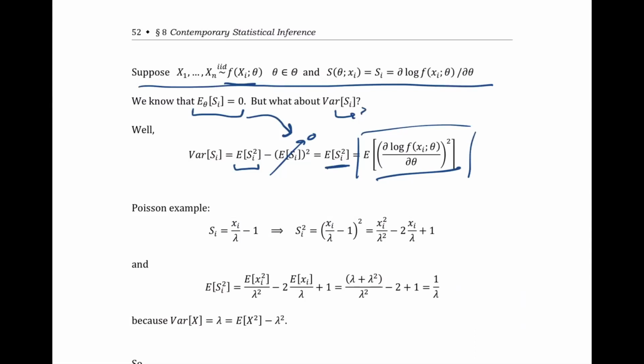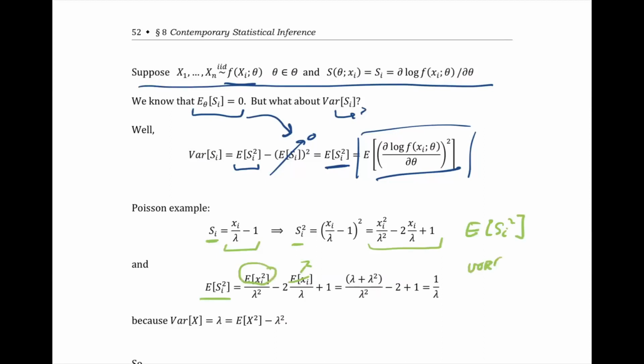Let's do a quick example, just so that we get comfortable with what that is. Here's the score function S that we calculated for the Poisson distribution, remember, for one observation. I'm going to square that. So this is just completing the square. And then I'm going to take the expected value of S_i squared right here. That expected value gets pulled through. I know that this is lambda.